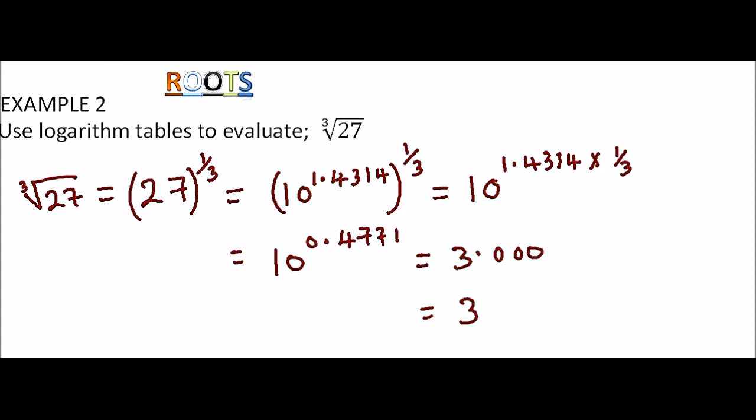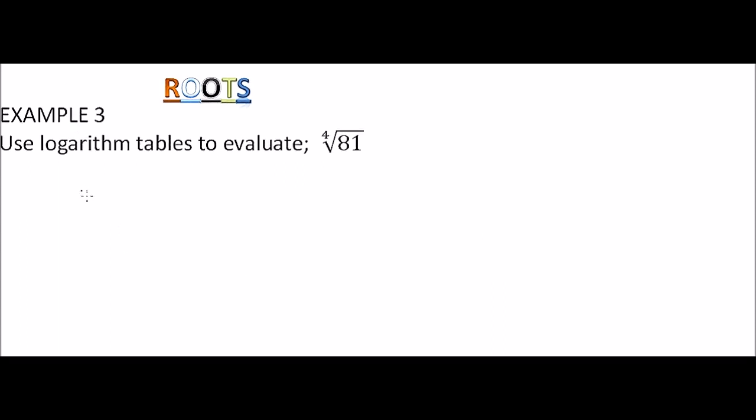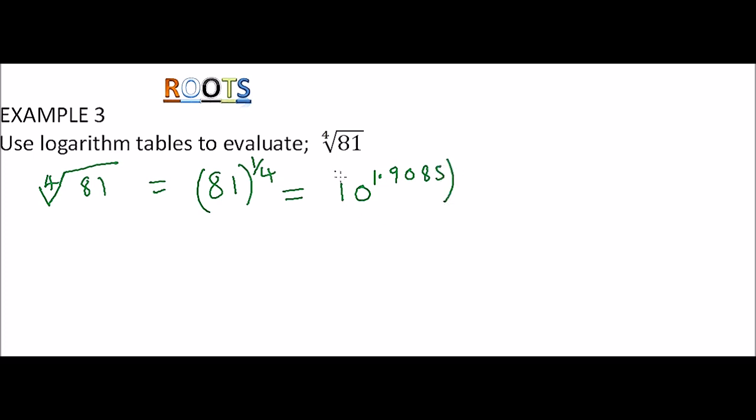So let's have another example. We get the fourth root of 81. So we will say the fourth root of 81 is the same as 81 to power a quarter. So we express 81 to the powers of 10. So you get, this is 10 to power, we get it is 1.9085, all this into bracket to power a quarter.